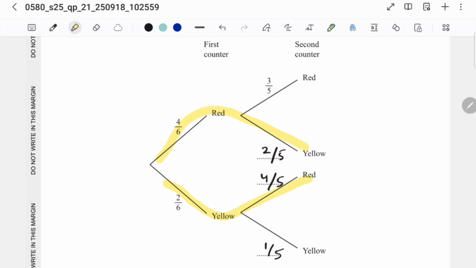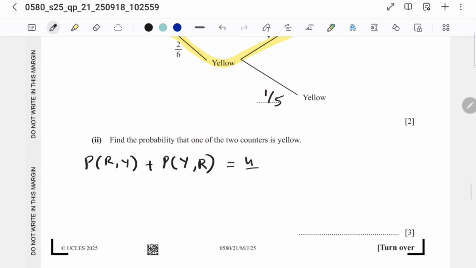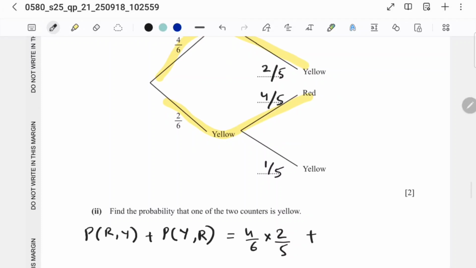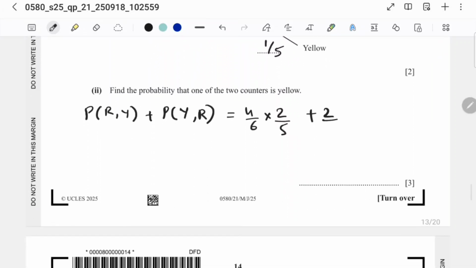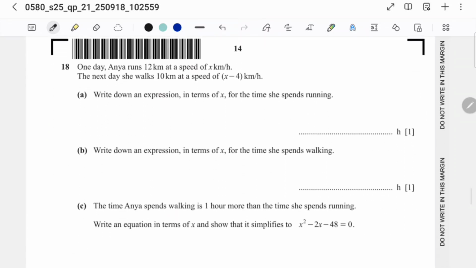So we multiply 4 over 6 by 2 over 5, plus 2 over 6 by 4 over 5. That is equal to 8 over 30 and 8 over 30. You can simplify in the above step as well. 16 over 30 and then 8. You can take the 2 times table, then 8 over 15 is the answer. Alright, go to the next part.